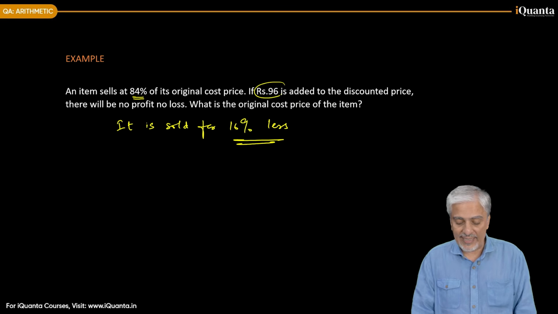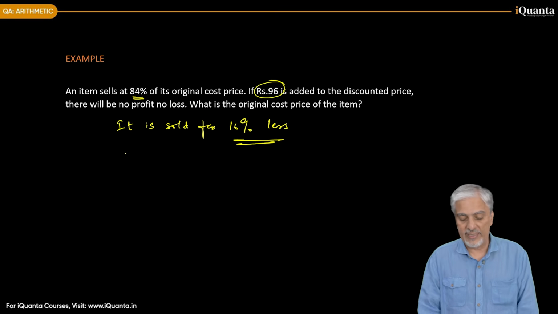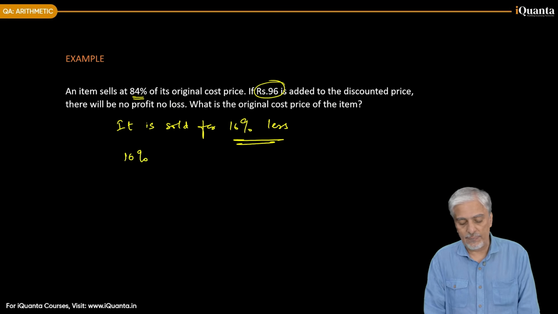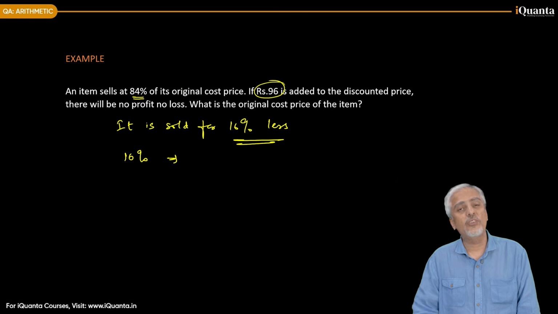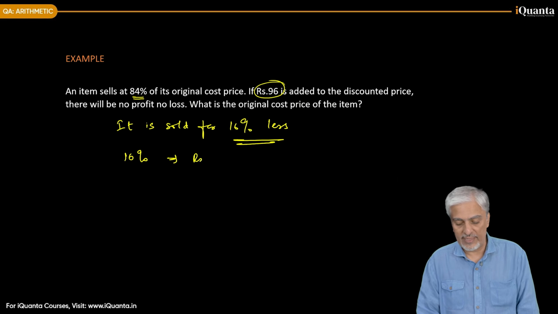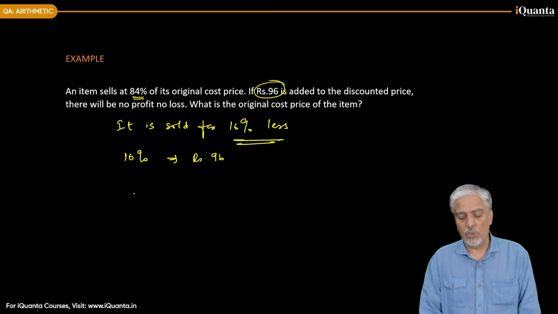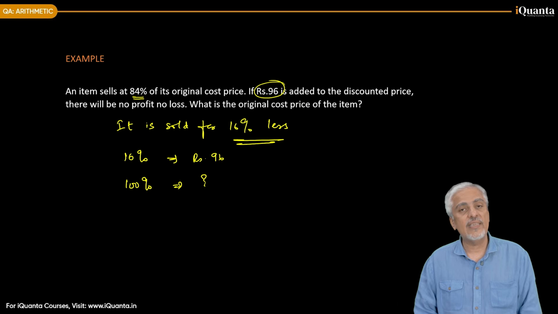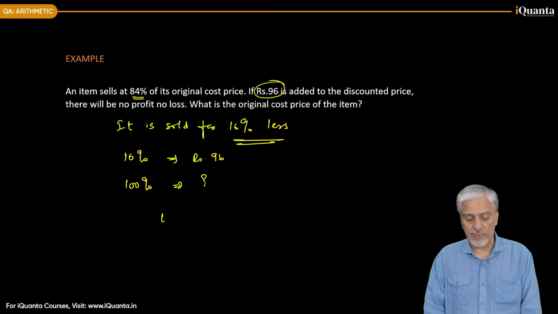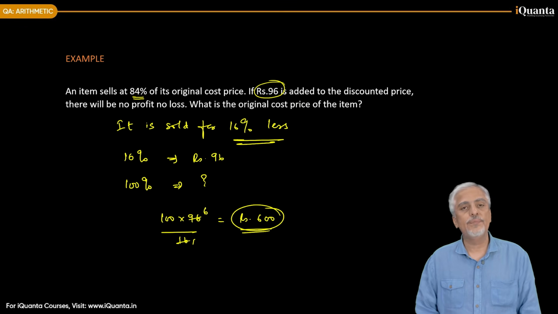And by adding 96, there is no profit, no loss. That means in short that 16% of the cost price is rupees 96. So what is the cost price? Cost price is always 100%. So if 16% is 96, how much is 100%? It will be 100 into 96 divided by 16. 16 6s are 96 and the answer will be 600 rupees.